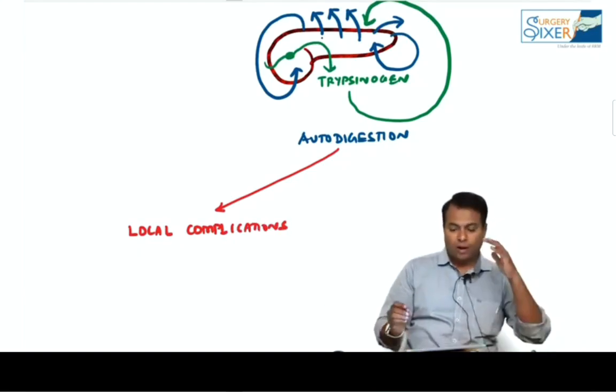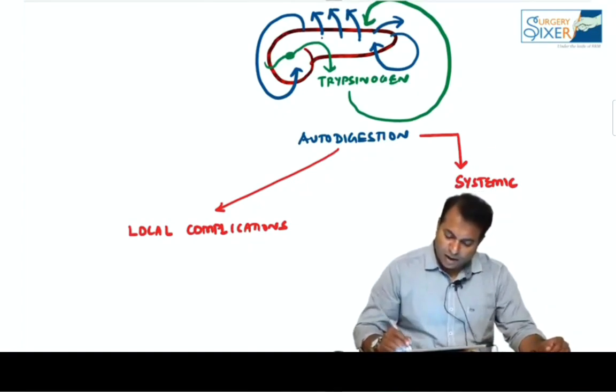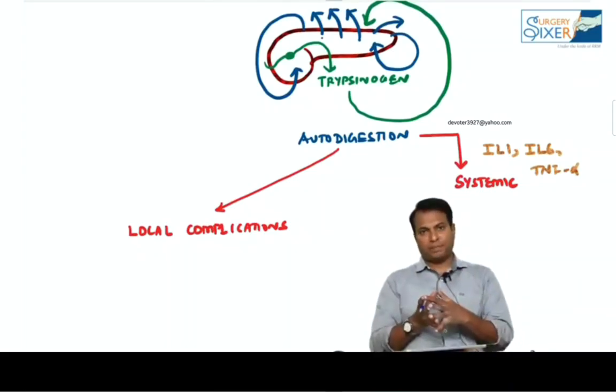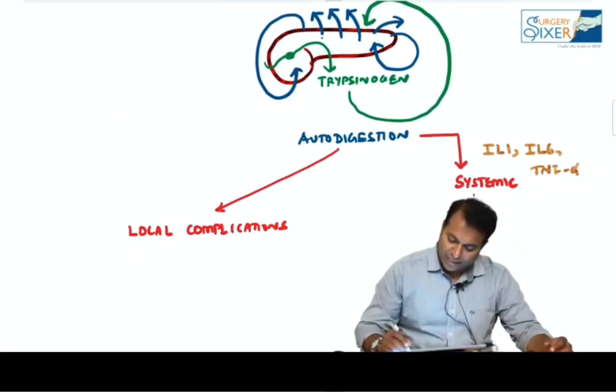You can write in your essay question: local complications of acute pancreatitis and systemic complications of acute pancreatitis. Systemic complications are all due to the release of interleukin 1, interleukin 6, and TNF alpha. All these inflammatory mediators are released into the circulation, and they cause the systemic complications that are already discussed.